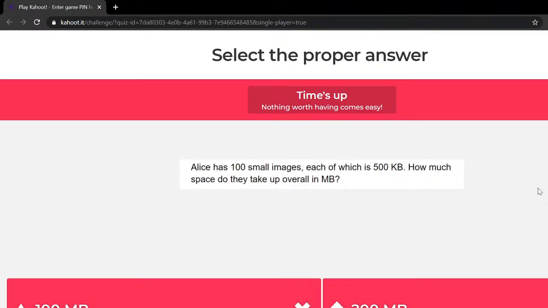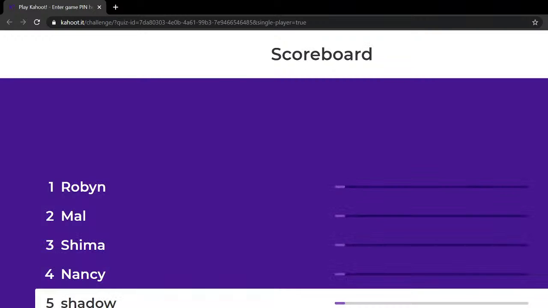But yeah, so it would be 50 megabytes. So it's based on that concept. So let's move on then.